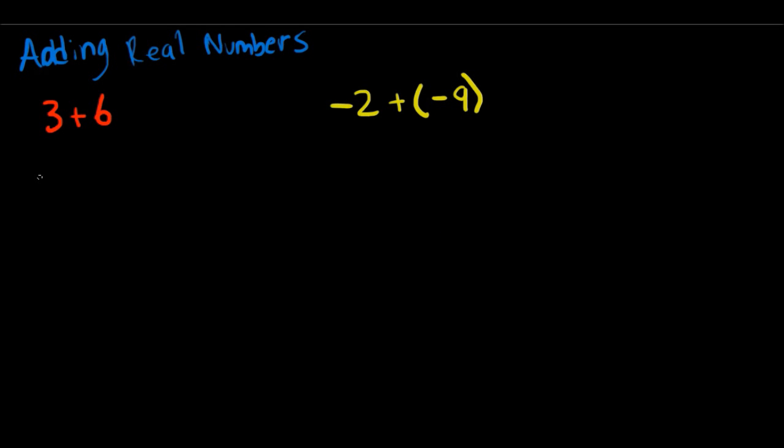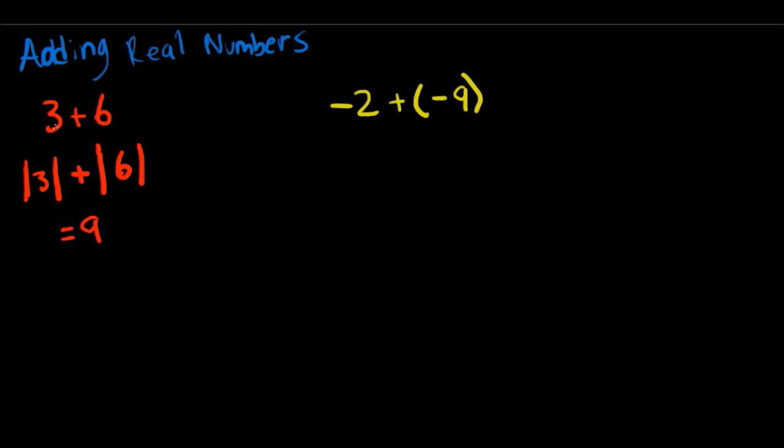Now we're looking at adding real numbers. When adding numbers with the same sign, add the absolute values and use the sign of the numbers. So let's look at 3 plus 6. You want to find the absolute value of 3 and the absolute value of 6. We can see that when we find the absolute value, it becomes 3 plus 6. We can add the numbers together. 3 plus 6 equals 9. And it's a +9 because both the 3 and the 6 are positive.